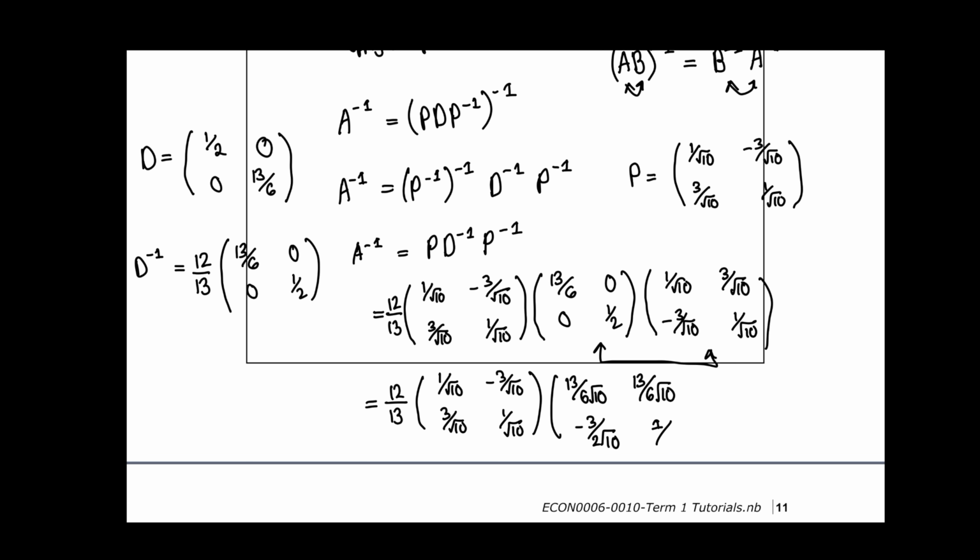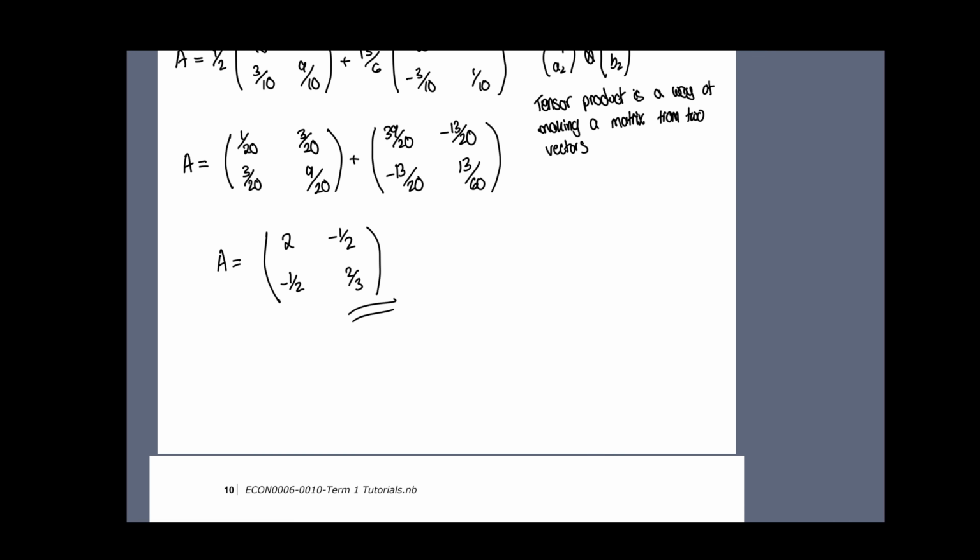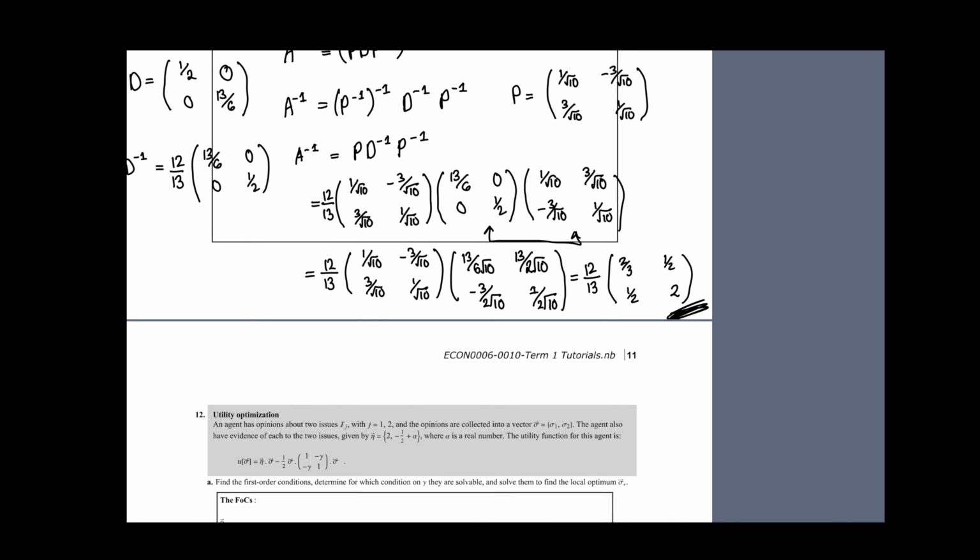And multiplying these two matrices, this should be a 2. That's my mistake. If we now multiply these two matrices, we will get 12 over 13, 2 over 3, 1 over 2, 1 over 2, 2. And as you can see from before, 12 over 13, 2 over 3, 1 over 2, 1 over 2, 2 was the inverse matrix. So this is equal to this. So that's correct. Part D, you can do in your own time.